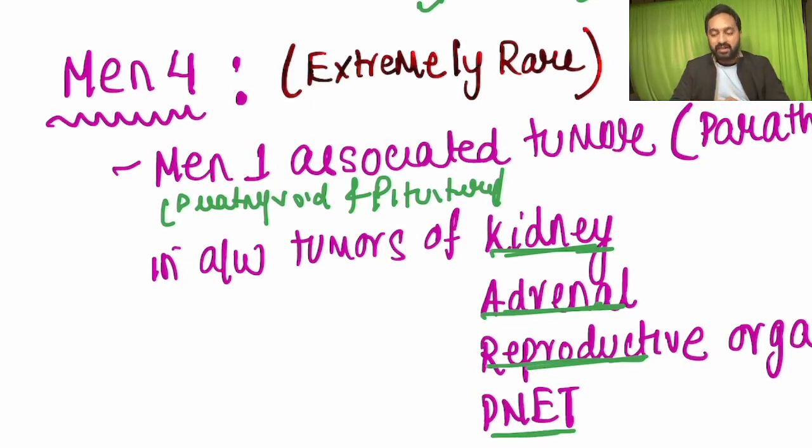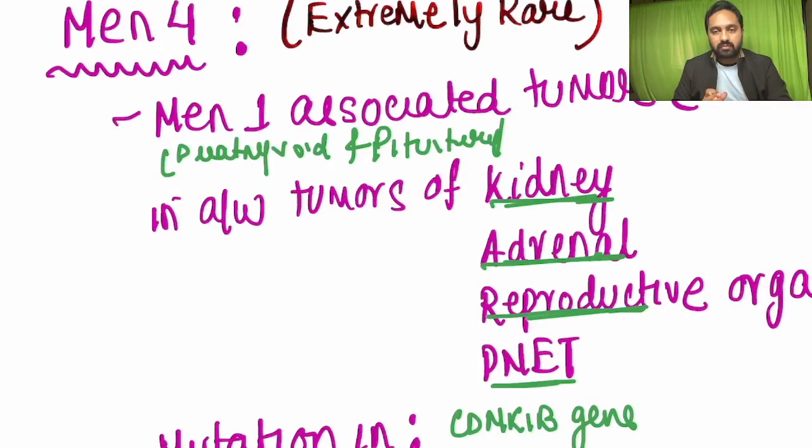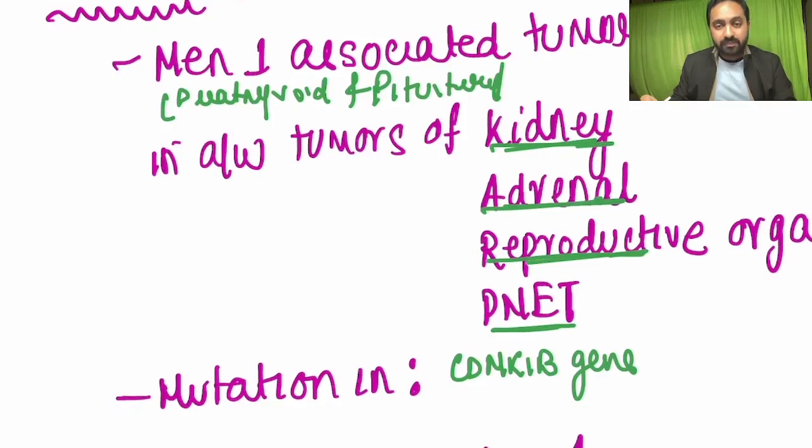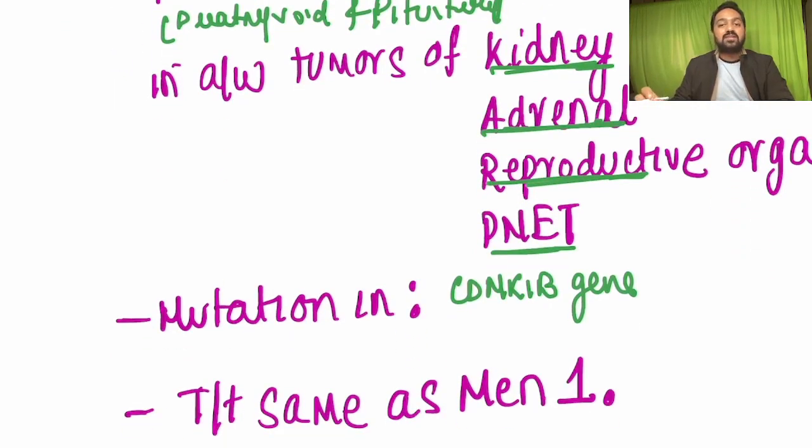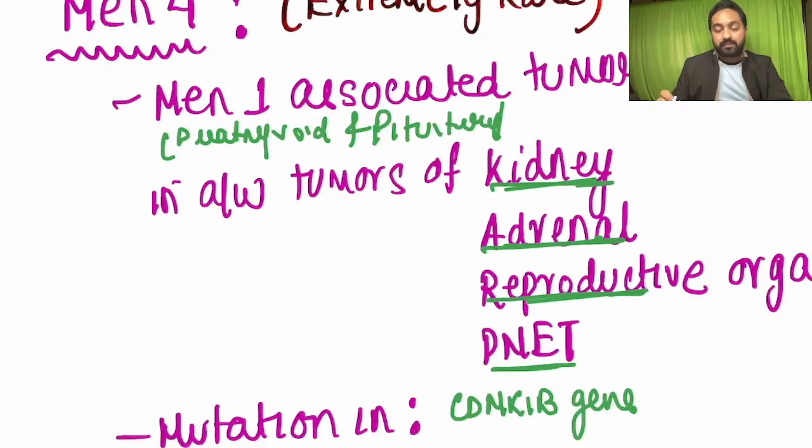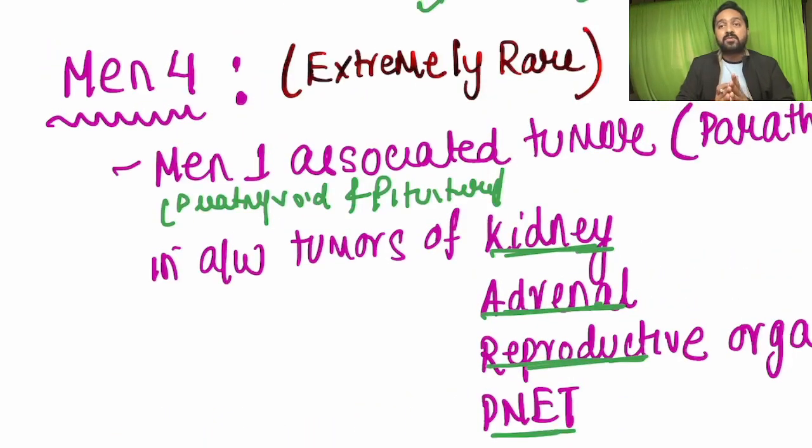So what is the most common mutation seen over here? It is the mutation in CDKN1B gene, right? So sorry for the wrong thing, please let me write it down again. It is CDKN1B gene, right? So it is seen most commonly due to the mutation in CDKN1B gene, and the treatment would be same as MEN-1 syndrome, right? So this is a very rare entity. Please remember the gene, as that may be asked to you, mutation in the CDKN1B gene, and the treatment would be same as MEN-1 syndrome.